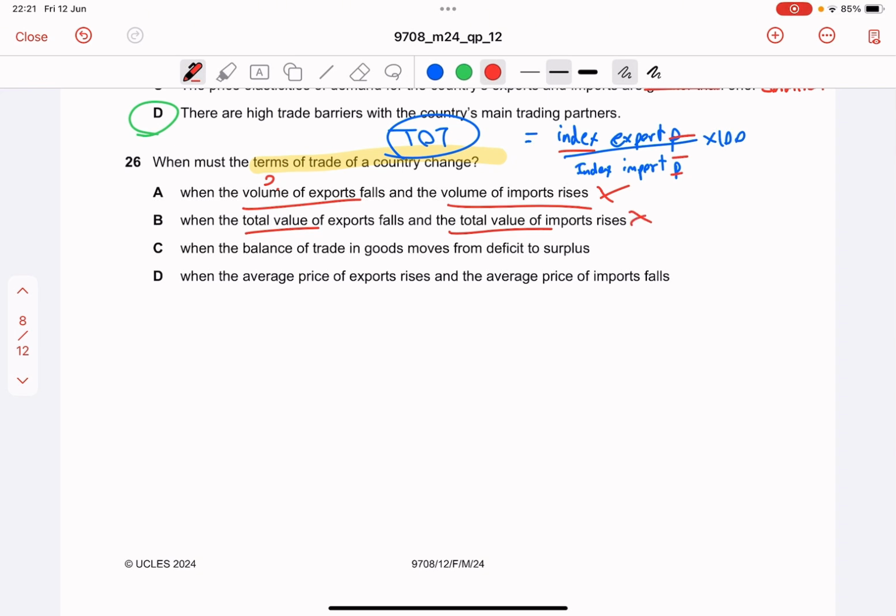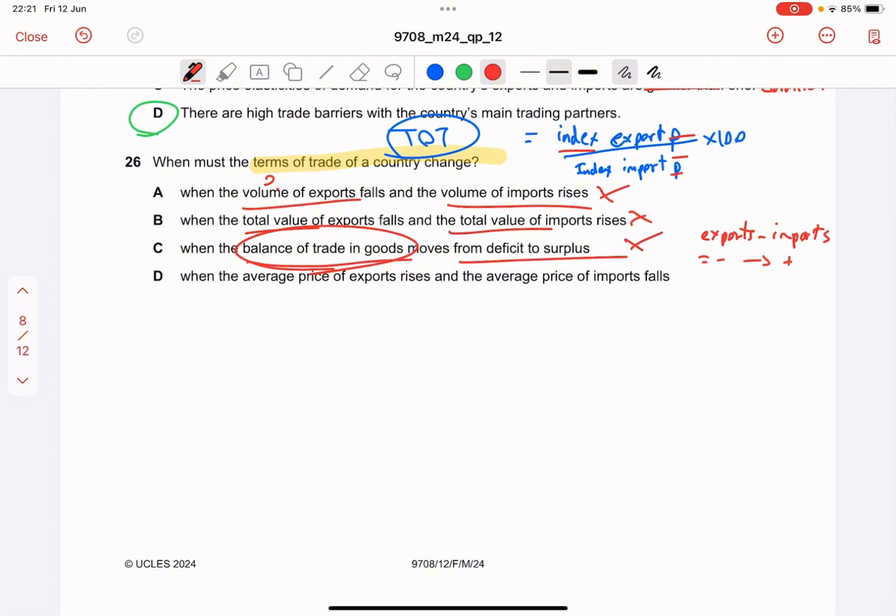Third one says when the balance of trade in goods moves from deficit to surplus. So the balance of trade in goods is referring to the exports of goods minus imports of goods. So it says that it moves from a deficit to a surplus, meaning it's moving from probably a minus value to a plus value. But does that correlate to terms of trade at all? Does it talk about index of export prices or index of import prices? Neither of them. So that is not the right answer.